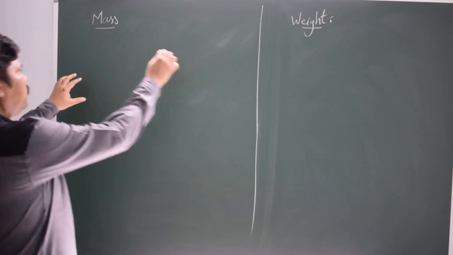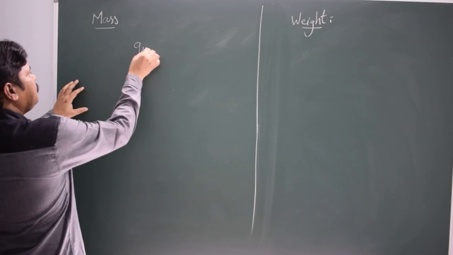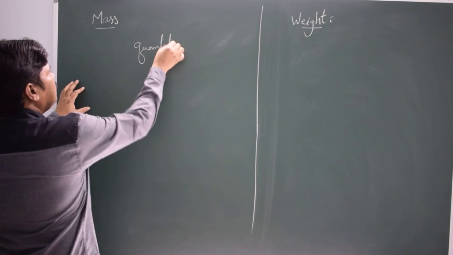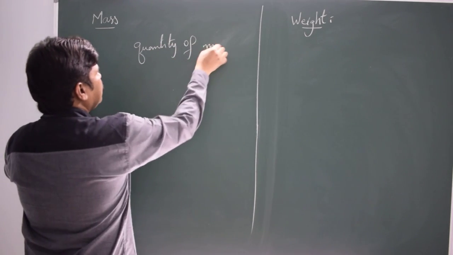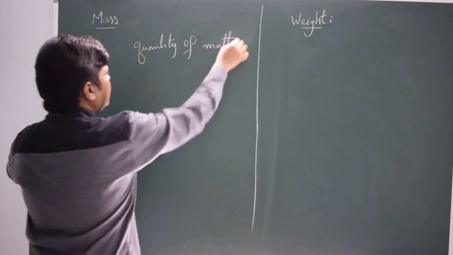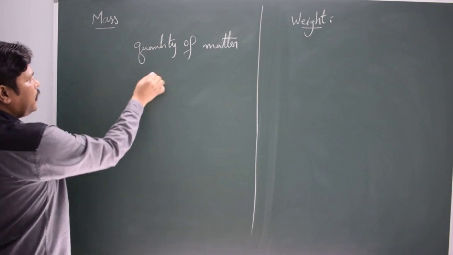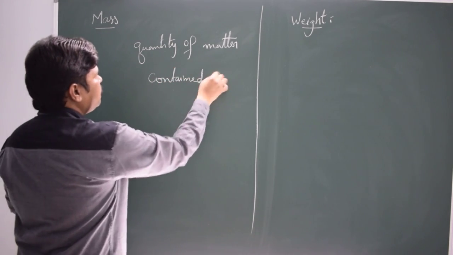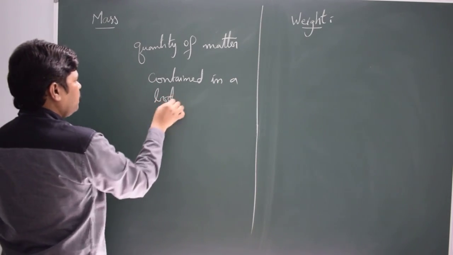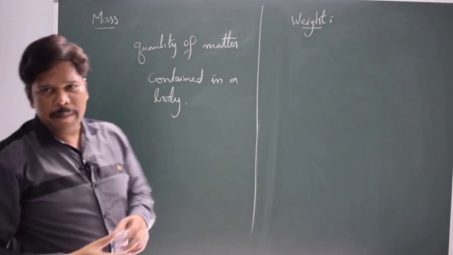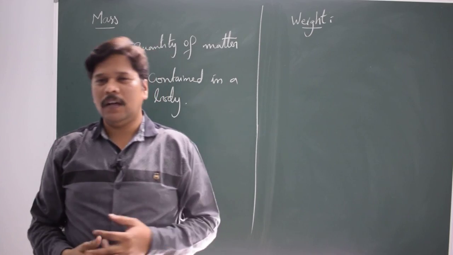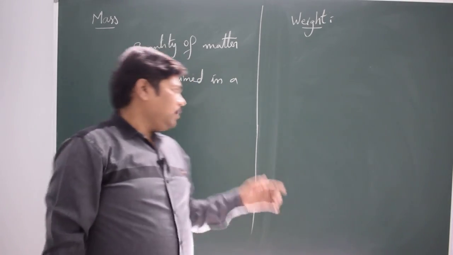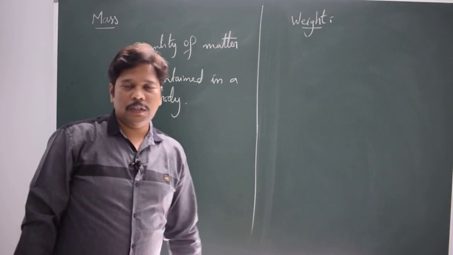So mass is the quantity of matter contained in a body. It is the amount of matter which is present inside the body, we call it as mass. Then, is there any other definition?